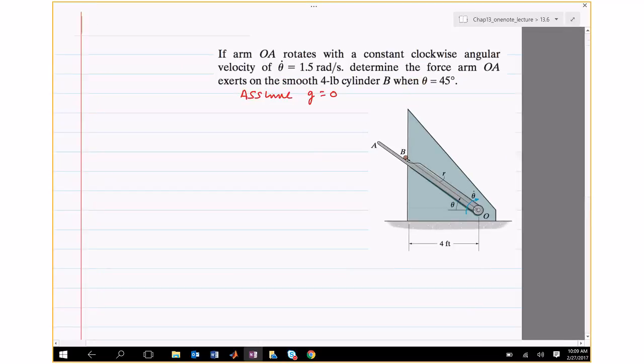Okay, if the arm OA rotates with a constant clockwise angular velocity of theta dot equals 1.5 radians per second, find the force which arm OA exerts on the smooth 4-pound cylinder B, it's right here, when the angle theta is 45 degrees. Now the book does not say this, but in this case, assume g is 0. There's no gravity. The way you can do this without having gravity is this apparatus can be in the horizontal plane, so gravity will act like this. It won't act along the direction of motion.